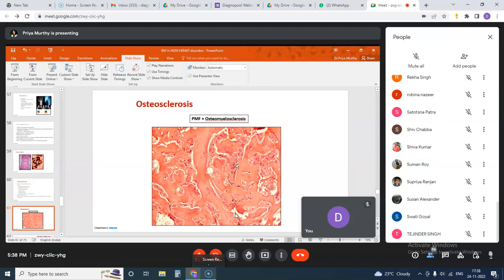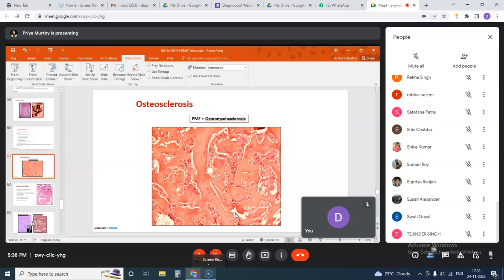Marrow is present, highly fibrosed. This is in a case of primary myelofibrosis, and this is known as osteomyelosclerosis. This is in the later stage of primary myelofibrosis that you come across, and we can come across this kind of picture in metastasis as well.